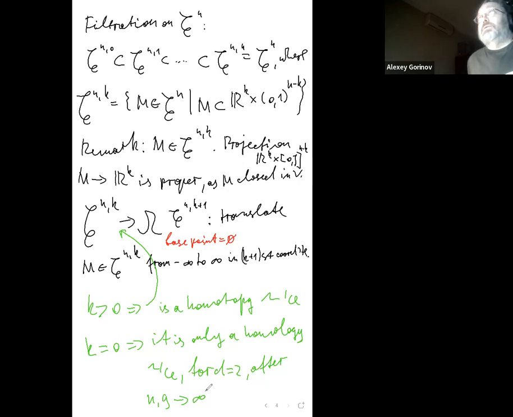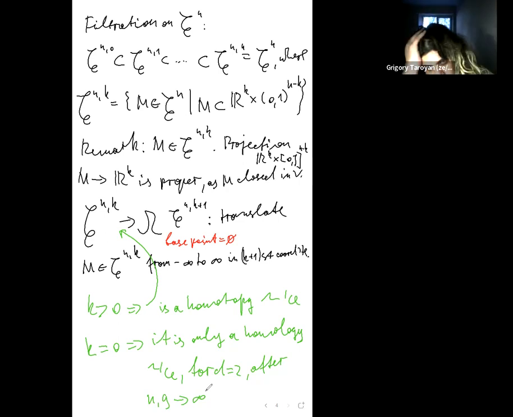Okay, so are there any questions? So I have a technical question. What kind of a loop space is it? Is it a Moore loop space or just a regular loop space?